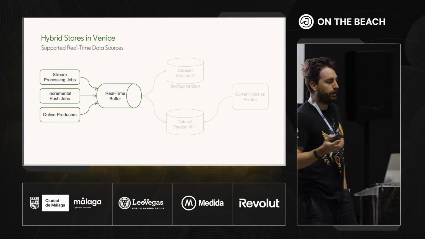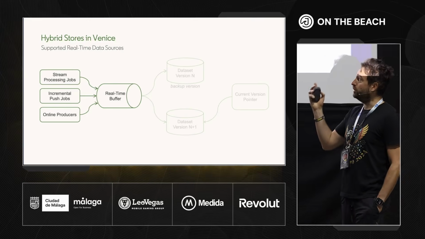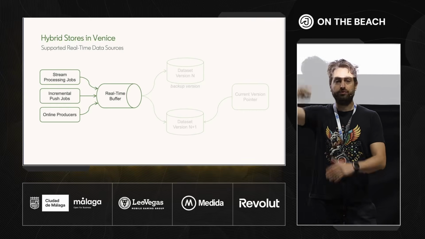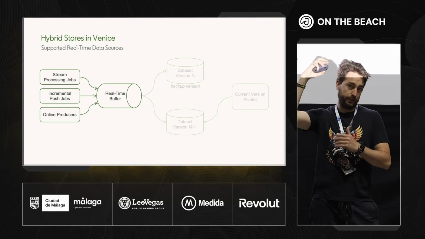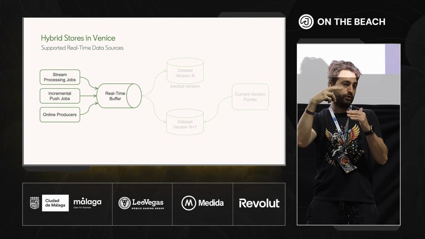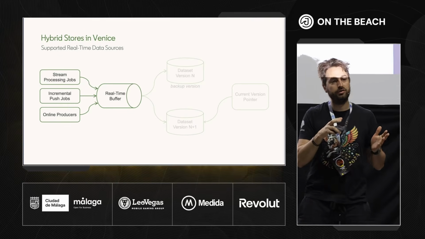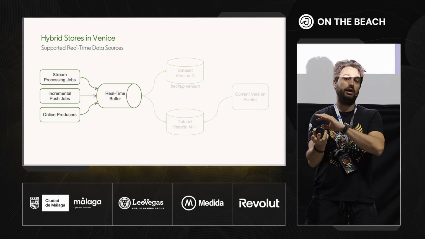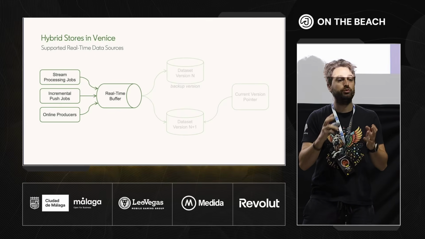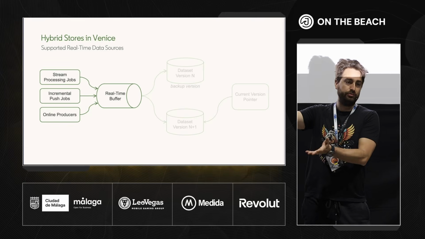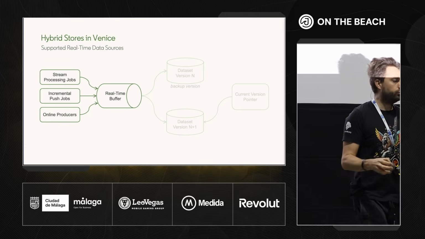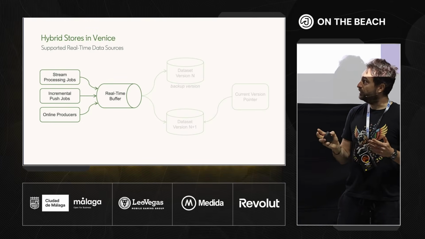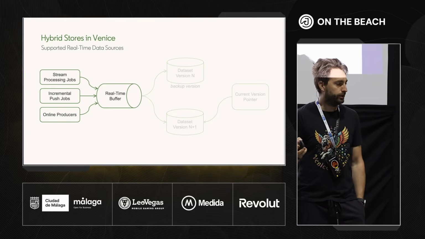Another case is incremental push jobs. So those are actually batch processing jobs, but instead of producing a full snapshot of the whole data set, they produce just a smaller delta. And the user would like this delta not to get swapped in instead of everything else that's already there, but to be applied additively to the existing data set. So we make it go through the real-time path like all the other sources. And that's a fairly popular use case as well.